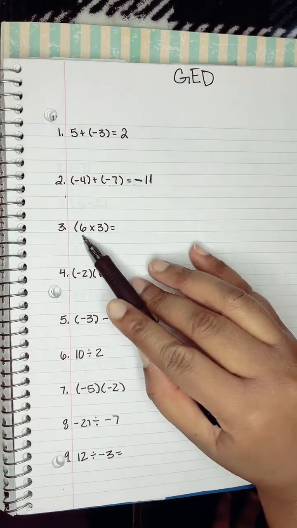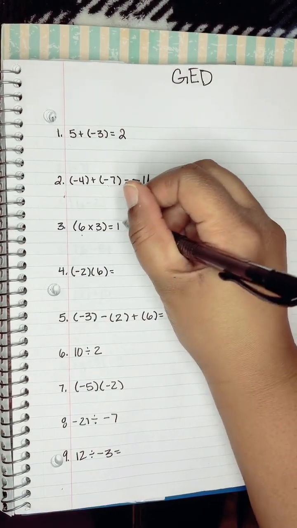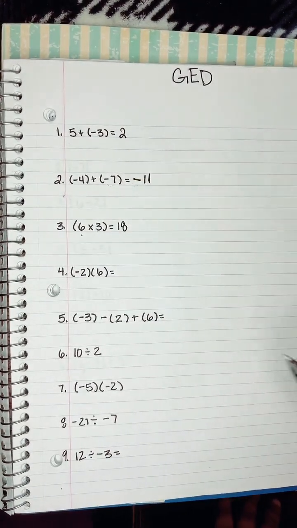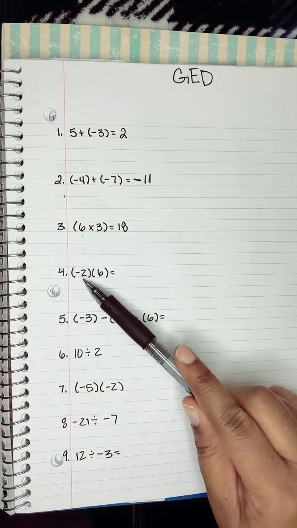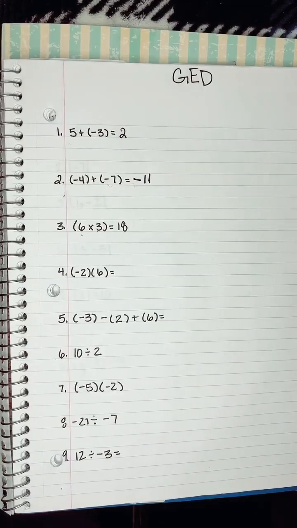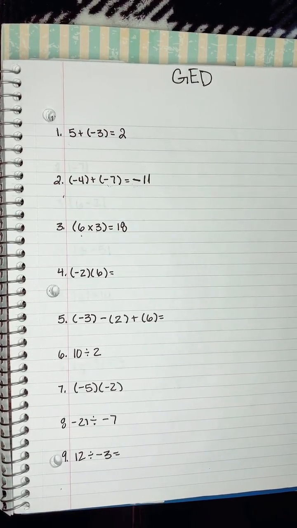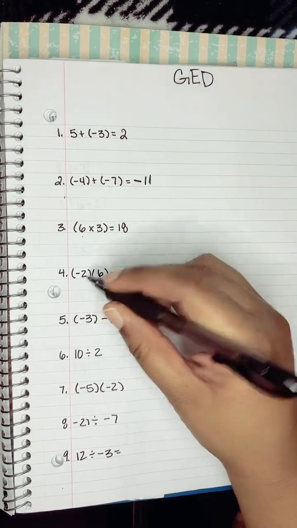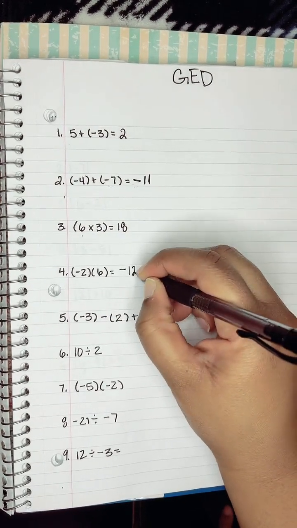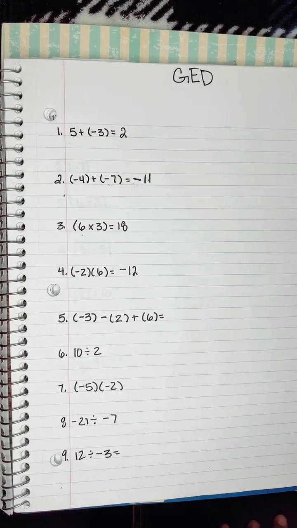Number 3, 6 times 3, 18. Number 4. Can I see your answers in the chat? -2 times 6. What do we get? -12. Yes. -12. Everybody's remembering their negative. Wonderful. A negative times a positive is a negative, and we do get 12.